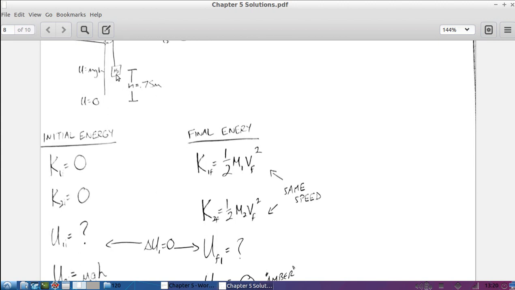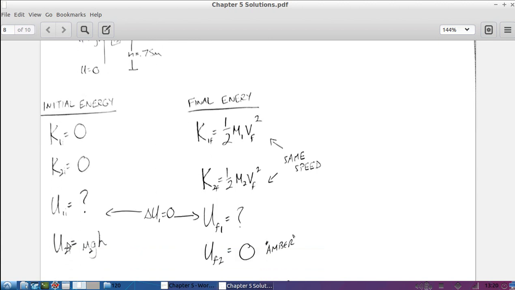And what is the height of M2? It's 0.75 meters above where it's going to descend. Okay, so it's up here at 0.75 meters. It's going to descend down to 0 meters. All right, so I've got an initial gravitational potential for M2 and nothing else, except for this guy. I don't know what's going on with this guy.